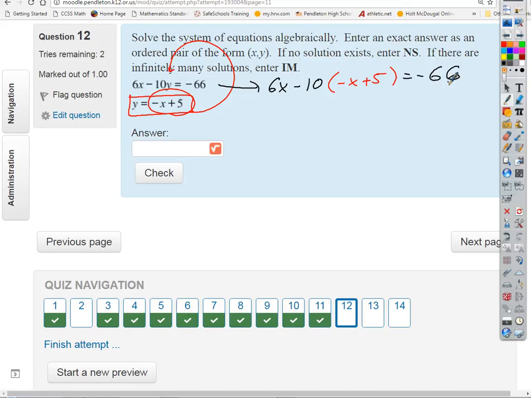So now what? We're to this point, right? We made our substitution. We substituted this y value in. Now what am I going to get if I simplify? It's no big deal, you can catch up. So we got a 6x. What's going to happen here?